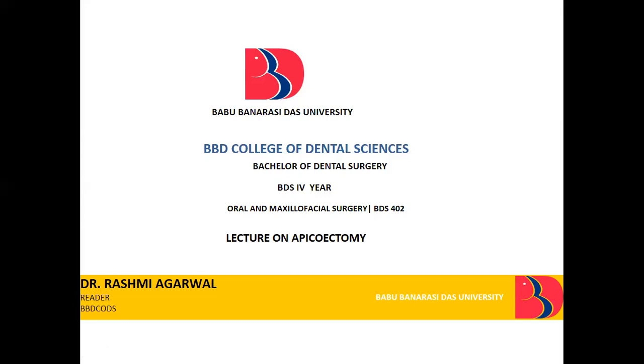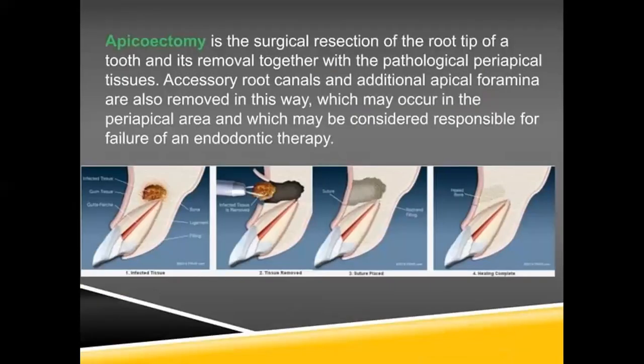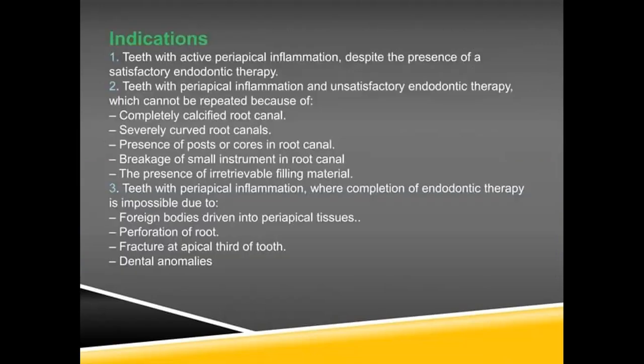Hello everyone. Today my lecture is on apicectomy. Apicectomy is the surgical resection of the root tip of the tooth and its removal together with the pathological periapical tissues. Accessory root canals and additional apical foramina are also removed in this way, which may occur in the periapical area and which may be considered responsible for failure of the endodontic therapy.